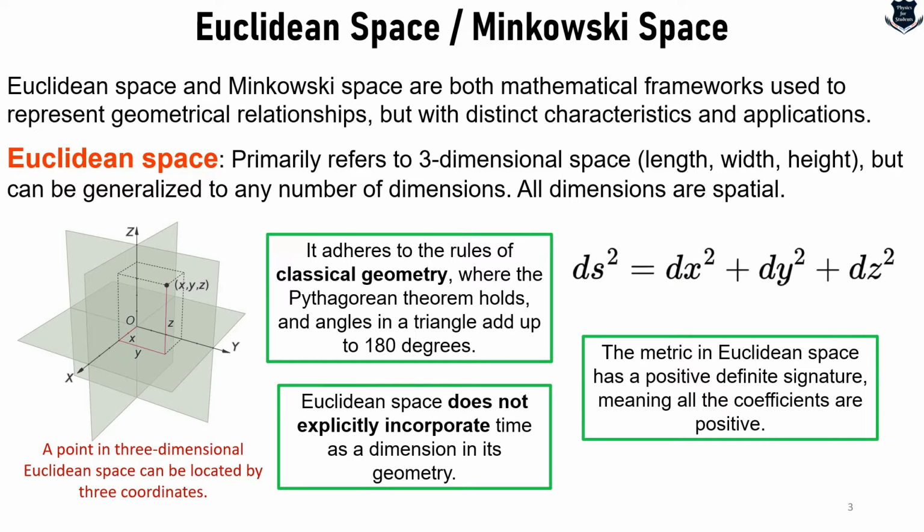I will use the same Pythagoras' theorem, but for three dimensions, x, y, and z, and I have measured the differential distance, so ds squared equals dx squared plus dy squared plus dz squared. One important thing you notice is that the metric we use in Euclidean space has a positive definite signature. Now, what do we mean by positive definite and what is not positive definite? I will come to that in the next part of the video.